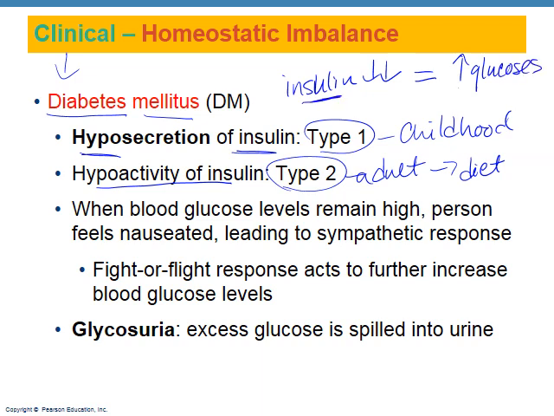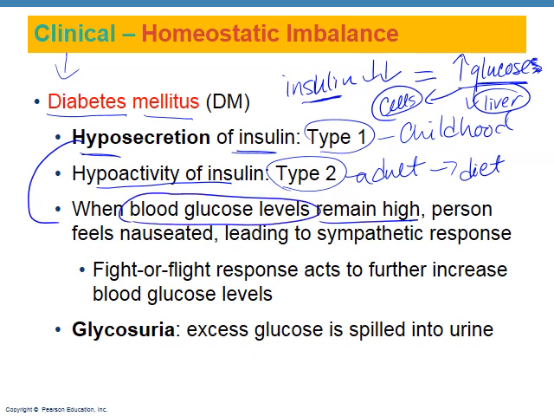Because what does insulin do? Insulin takes high glucose, and tells your cells to take in the glucose. It also tells your liver to store glucose. So if you have hyposecretion, your blood glucose levels are going to remain high. This can make you feel nauseated, lead to that sympathetic fight or flight response, and that just increases your blood glucose levels. So basically, you feel terrible, it leads to a sympathetic response, you're under a lot of stress, and then guess what? If you're under a lot of stress, we're going to help you release more glucose, and that's the problem. We already have too much.